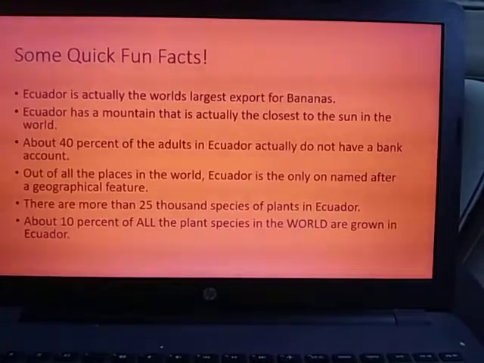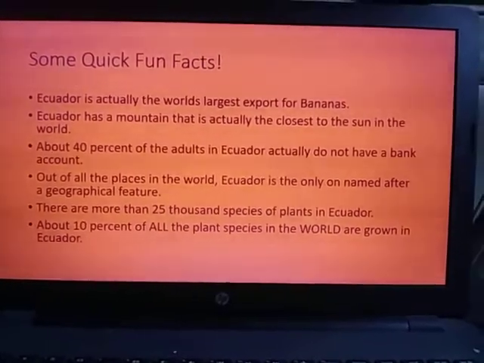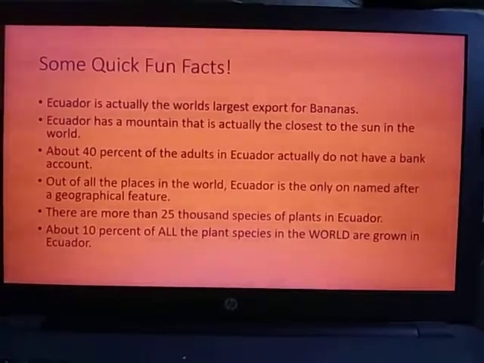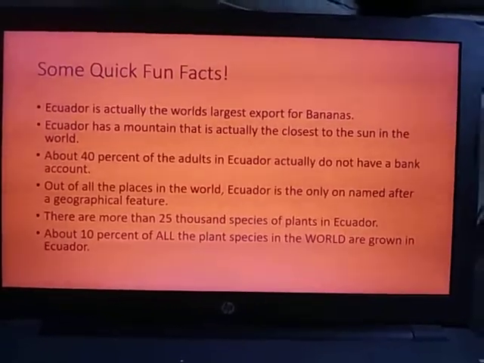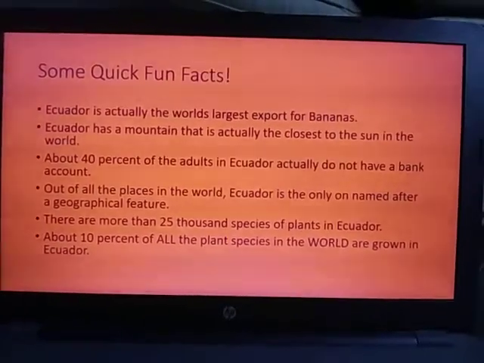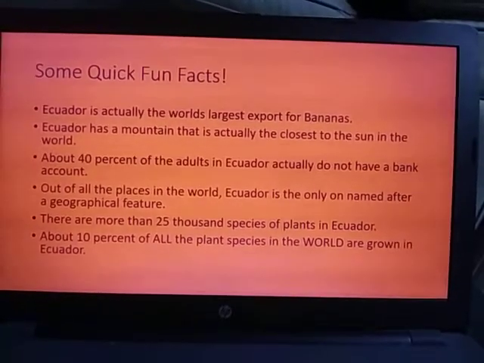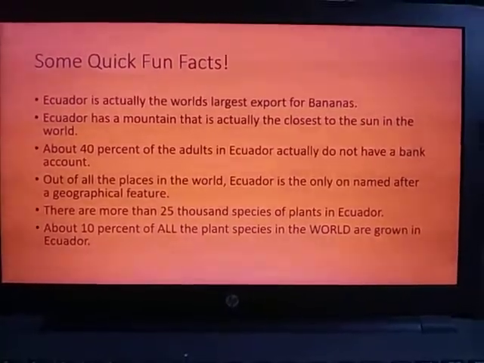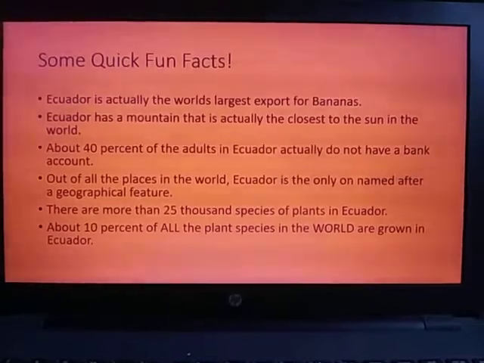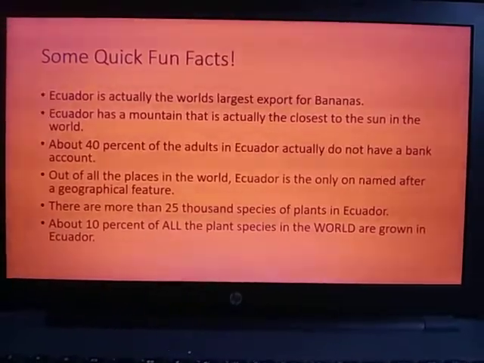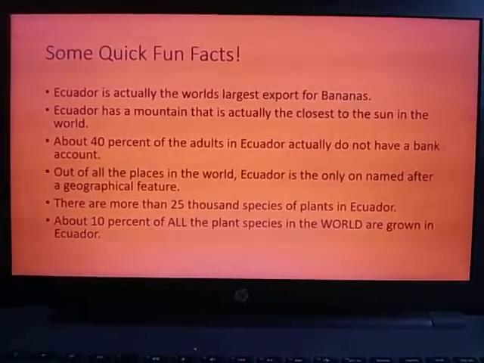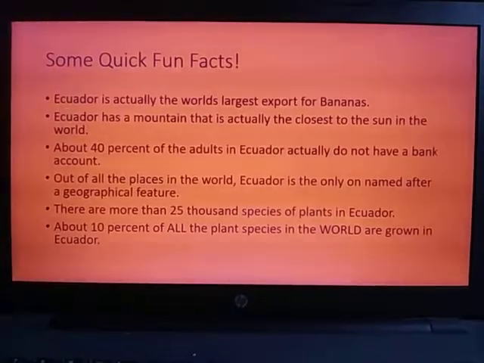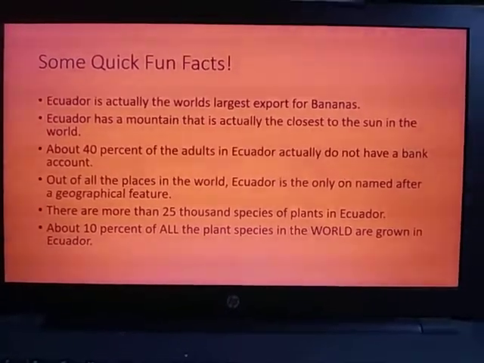There are more than 25,000 species of plants in Ecuador, and about 10% of all the plant species in the world are grown in Ecuador. This is amazing because around the entire world, 10% of the plants are all grown in Ecuador, which, may I remind you, is just a bit bigger than Idaho.